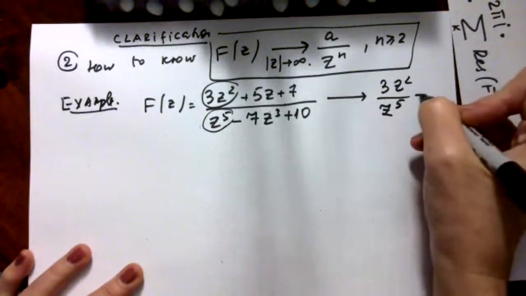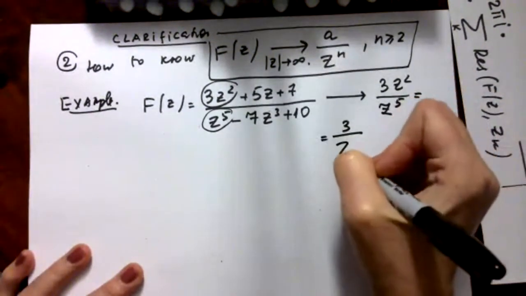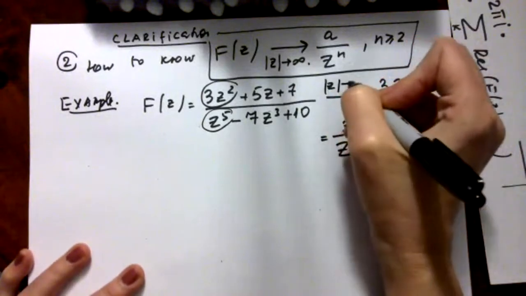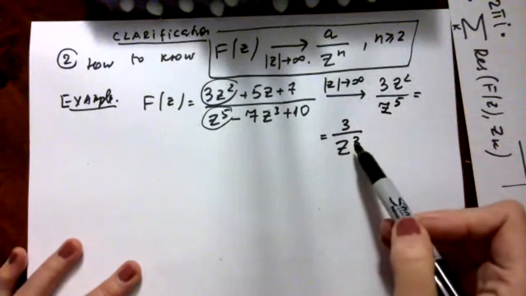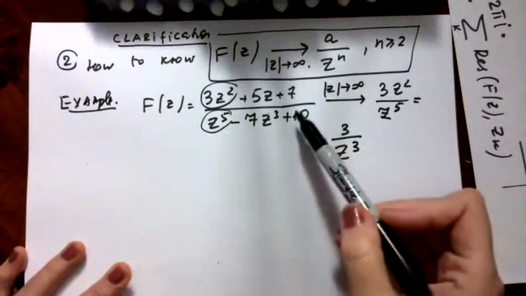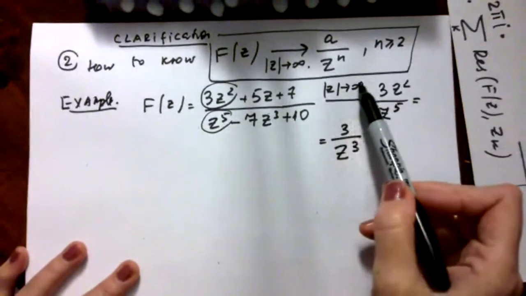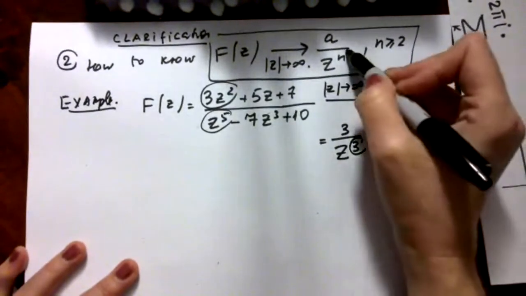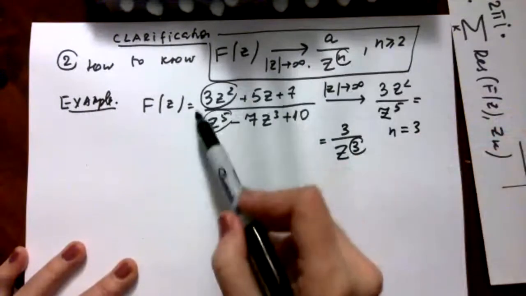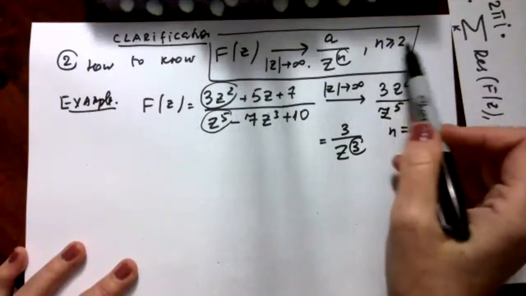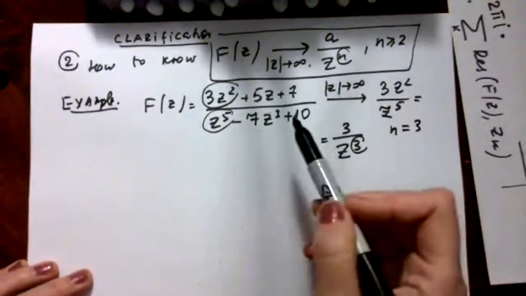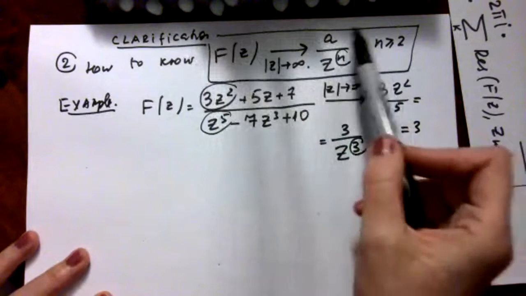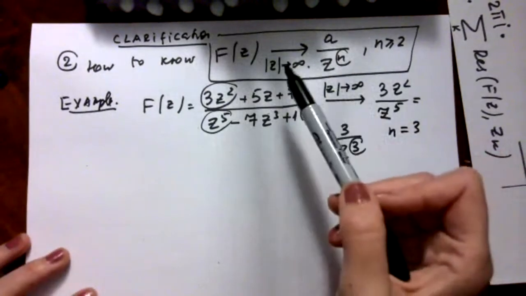So we are just ignoring the others. And after that, you see that you can rewrite it as 3 divided by z cubed. That's exactly how your function behaves when z tends to infinity. So what can you see? You can immediately see that n is equal to 3 here, and it means that this particular function would satisfy this theorem, because 3 is definitely bigger than 2. So this is the example of how to determine the behavior of your function at infinity.